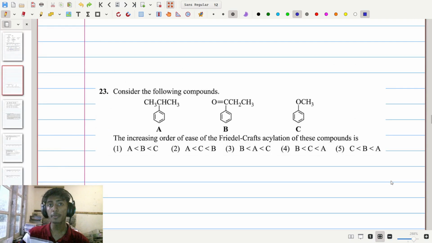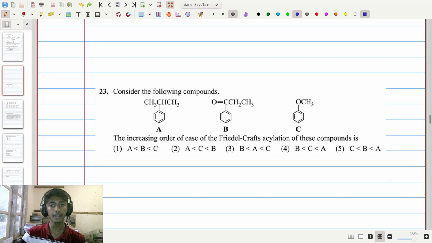Now moving on to question number 23, the question says, consider the following compounds. It gives us 3 compounds A, B and C and then asks us what is the increasing order of ease of Friedel-Crafts acylation of these compounds. Now for this one we know that Friedel-Crafts acylation, or really any electrophilic substitution into the benzene ring, will become easier the higher the electron density in the benzene ring is.